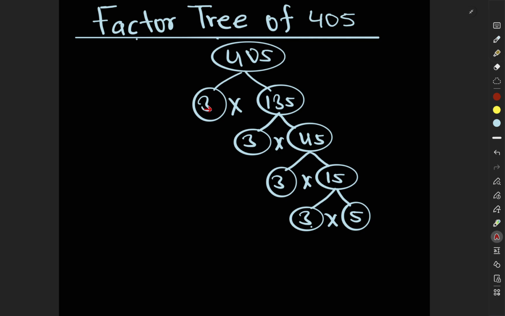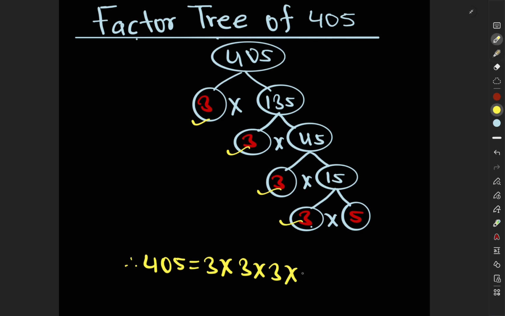So prime numbers here is 3, 3, 3, 3 and at last 5. So we can write 405 is equal to product of all these prime numbers, that is 3 times this 3 times this 3 times this 3 and at last this 5.